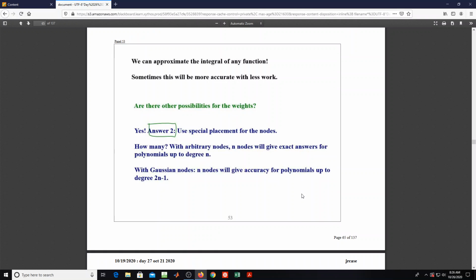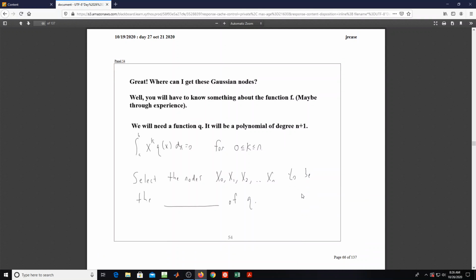Okay, so let's go ahead and see that. So it's great. Where can I get these Gaussian nodes? Well, you have to know something about the function itself, the integrand, through some experience. But let's go ahead and try this. What we'll need is some sort of function q, like we had for the cardinal functions. We'll need it to be a polynomial of degree n plus 1. And so what we're going to do is select the nodes x0 to xn to be the blank of q. Any suggestions what could go in the blank?